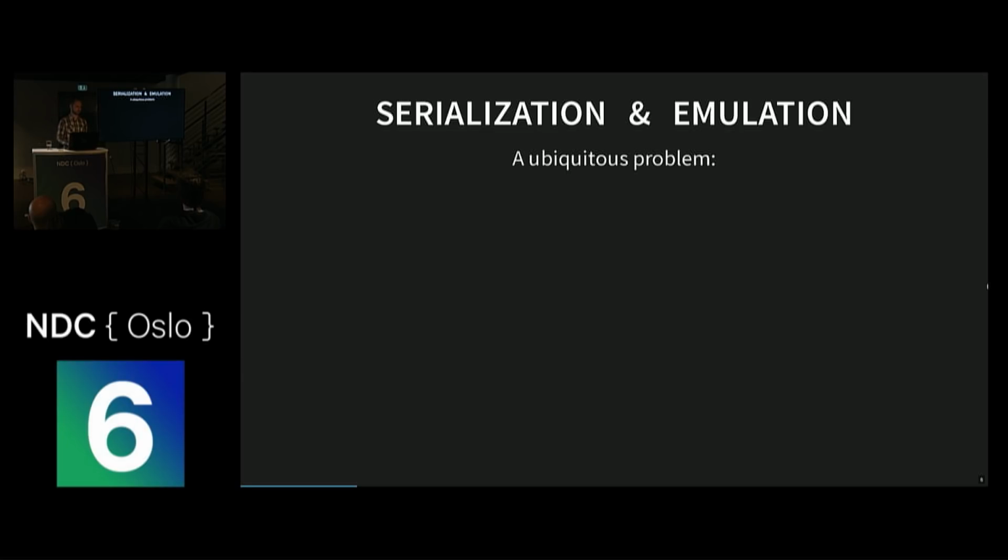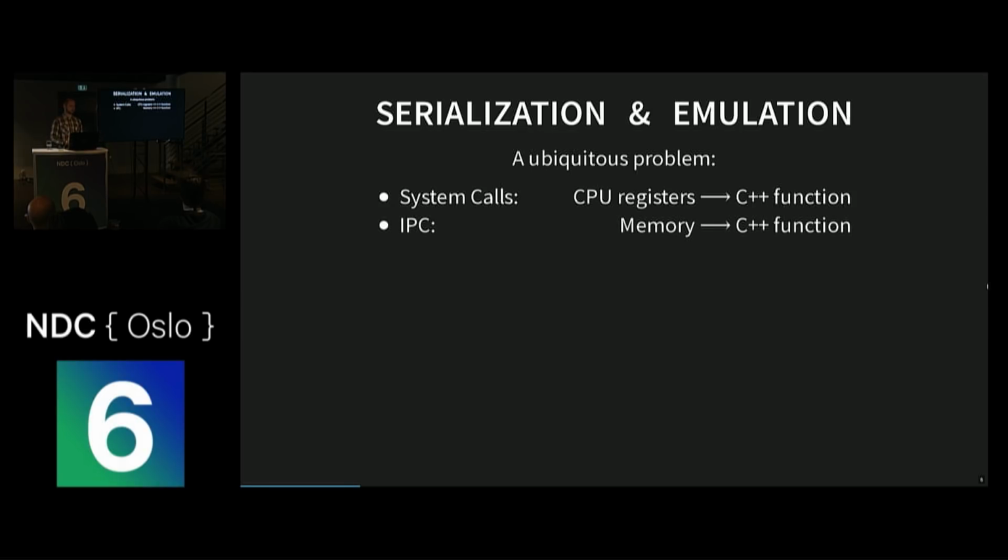There are a couple of examples listed here, and the common theme is we want to take this untyped data and turn it into some sort of high-level C++ element, so to speak. The first example is system calls, where we take CPU registers and forward them to a C++ function. Another example is inter-process communication, as we'll see later, which turns main memory into a C++ function call. Or we might have some emulated file I/O, where we read something from disk and want to turn it into, well, a BMP header, for instance. Who knows?